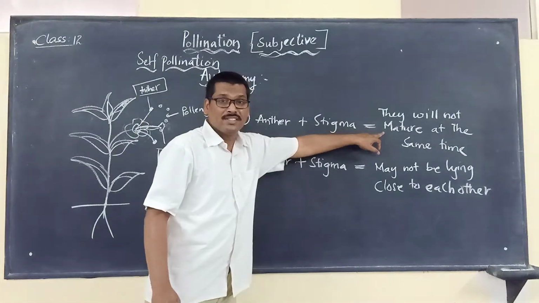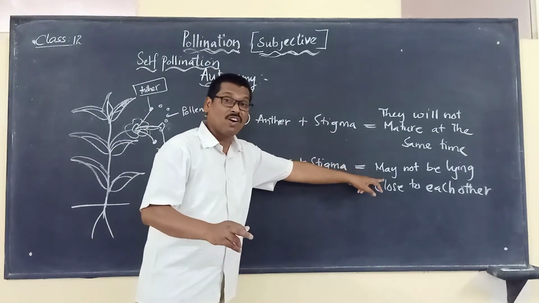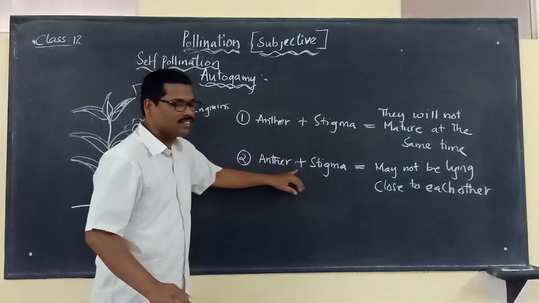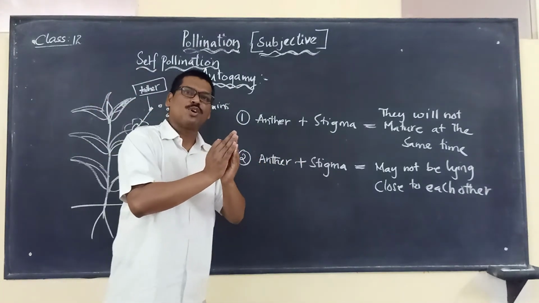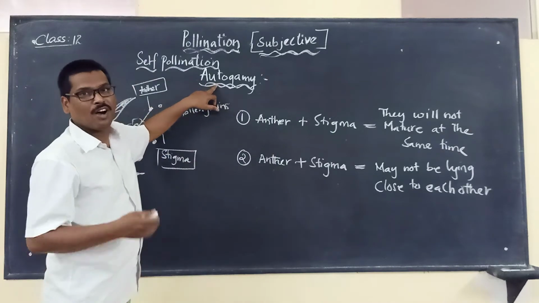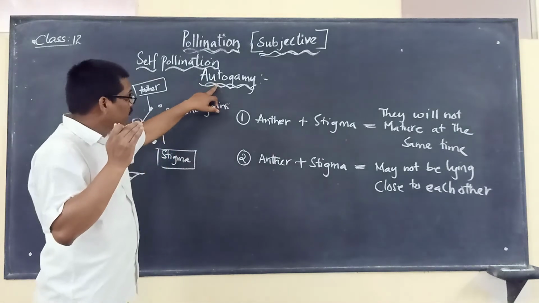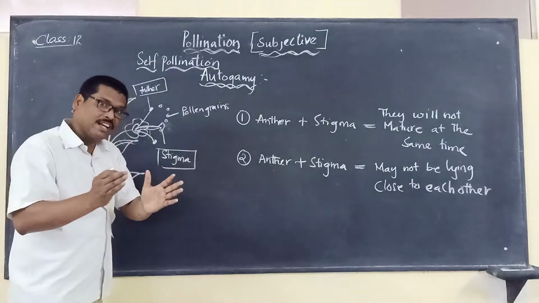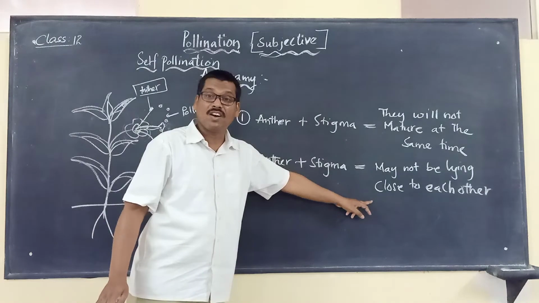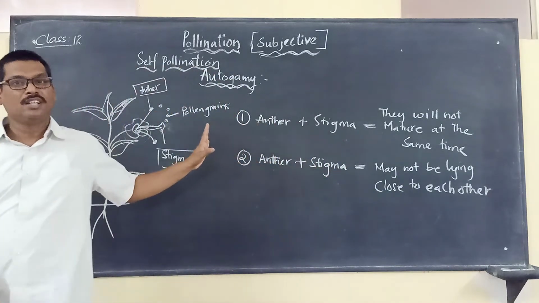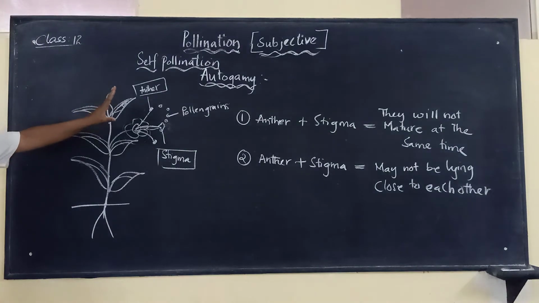They will not mature at the same time, anther and the stigma. And at the same time, they are not lying close to each other. If they are lying very close to each other, then it is very easy for autogamy. So self-pollination will not take place most of the time, or is very rare, because they are not maturing at the same time and they are not lying close to each other. This is what we have to remember when we talk about autogamy.